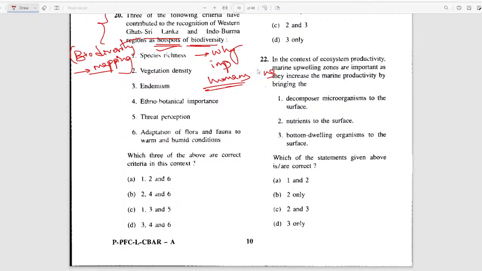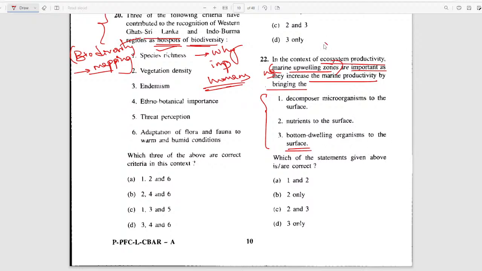22nd question. In the context of ecosystem productivity, marine upwelling zones are important as they increase the marine productivity by bringing... So they are asking what marine upwelling zones are, how they are important, and how they increase the marine productivity. Decomposing microorganisms, bringing the decomposer microorganisms to the surface, nutrients to the surface, bottom dwelling organisms to the surface.